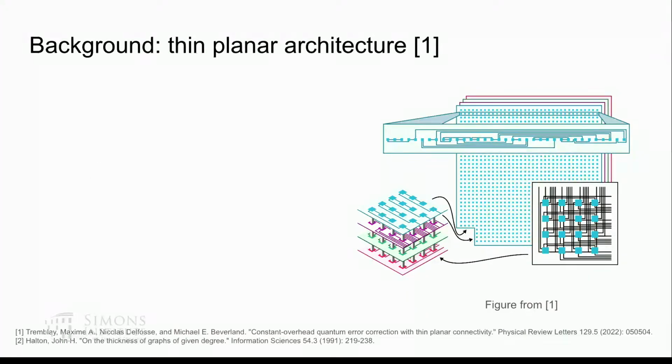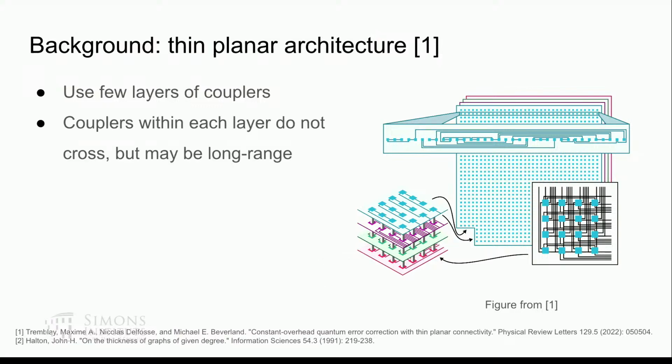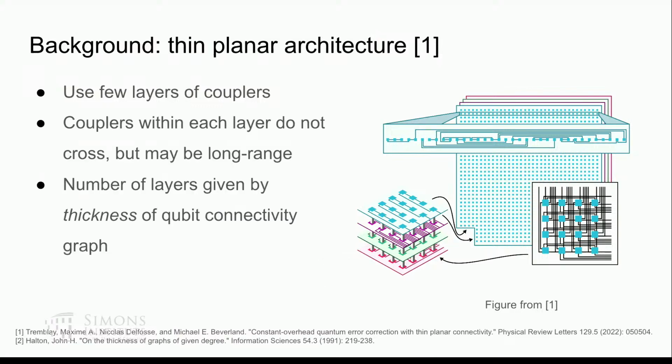And so we heard more about this earlier in the week in Ted's talk. But yeah, we consider this situation where we want to use a small number of layers. So we have some qubits laid out in a grid. We want to use a few layers of couplers where the couplers in each layer don't cross, they're planar. But they may be long range.